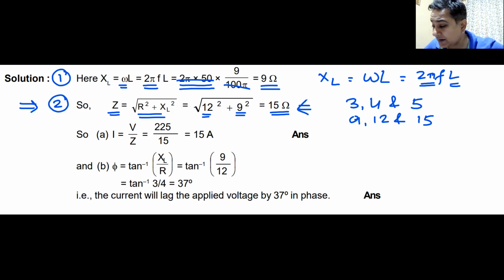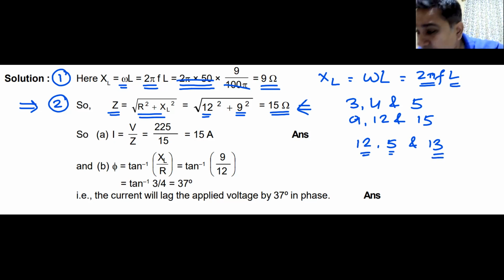Now remember these Pythagorean triplets. Why do you have to remember them? You can find a number of these. For example, 12, 5 and 13 are also a Pythagorean triplet. 12 square is 144, 5 square is 25, 144 plus 25 is 169. Take the root of 169, it is 13. So 12, 5 and 13 are also Pythagorean triplets.